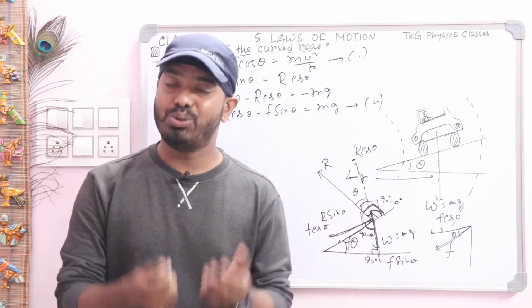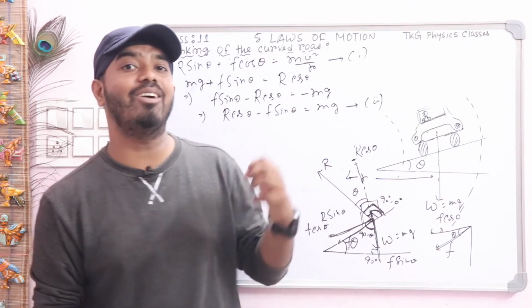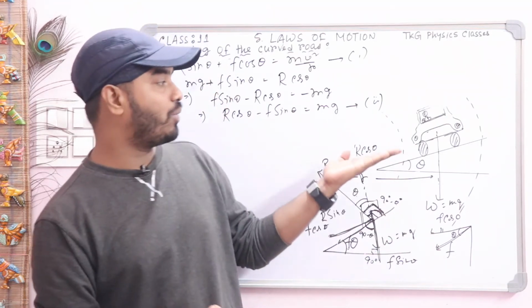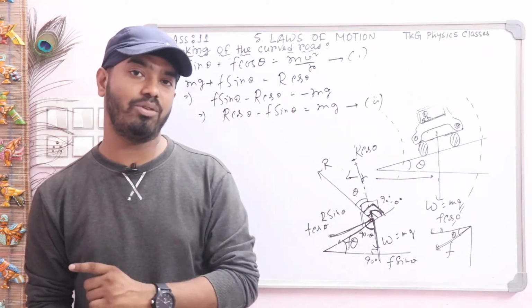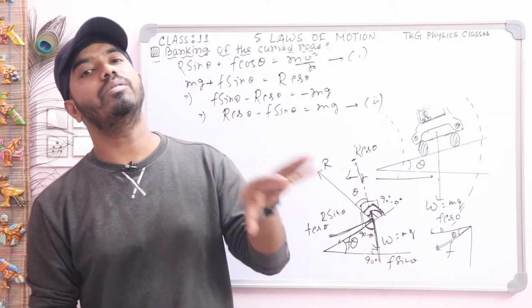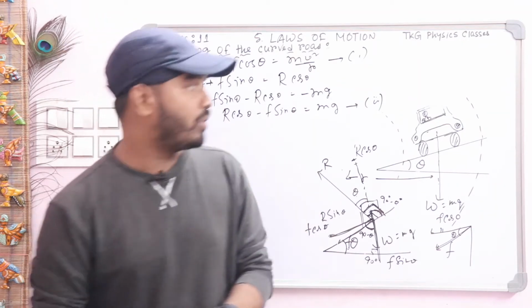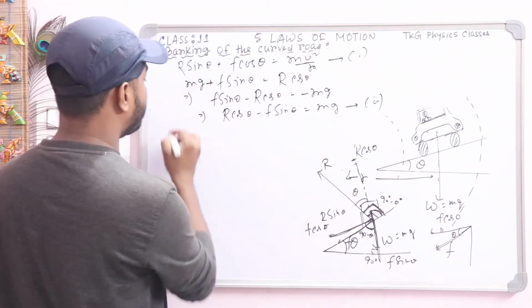But to solve this, we introduce banking. For banking, when we make the road inclined, there is an additional component of the normal reaction force, R sin theta, which helps the body to balance the centripetal force. So here you write, now divide equation 1 by equation 2.